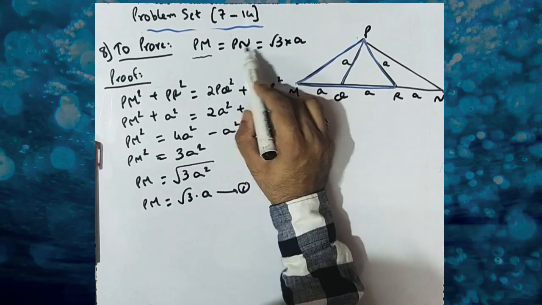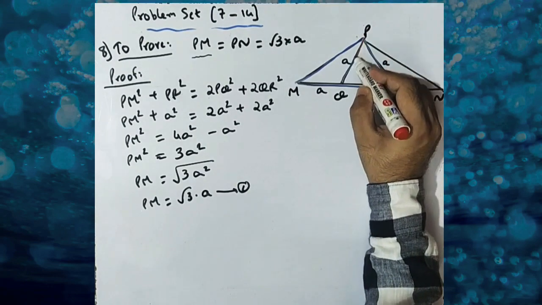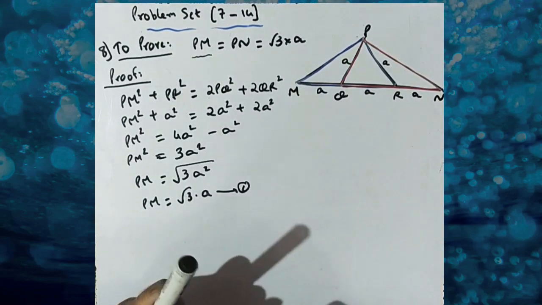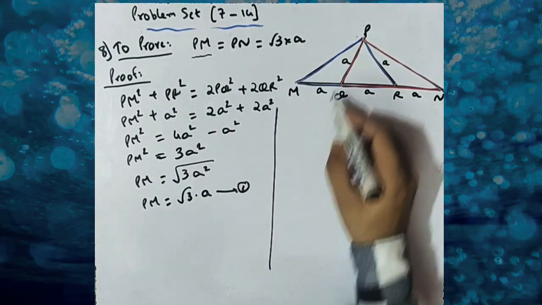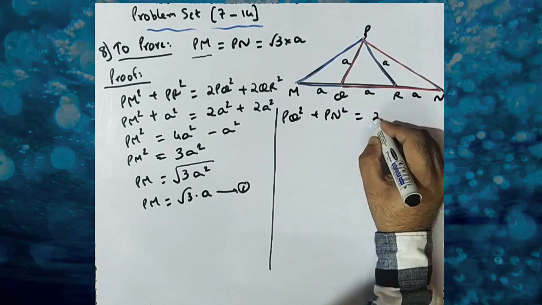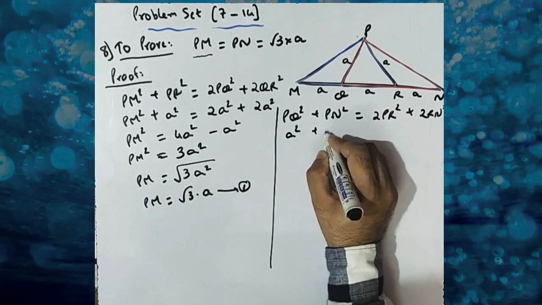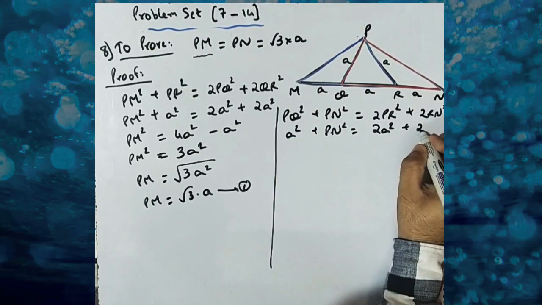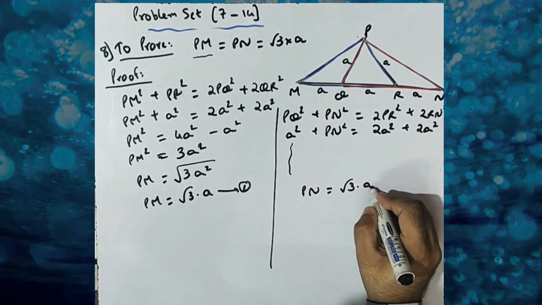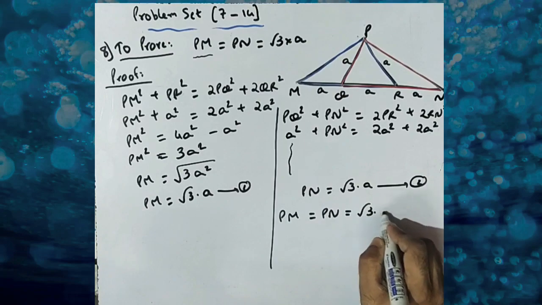In order to prove PN is equal to √3A, we will take triangle PQN. In triangle PQN, PR is the median. So if you apply Parallelogram theorem, you will get PQ square plus PN square is equal to 2PR square plus 2RN square. A square plus PN square is equal to 2A square plus 2A square. Similarly, solving this, you will get PN is equal to root 3A, statement number 2. From 1 and 2, PM is equal to PN is equal to root 3A.